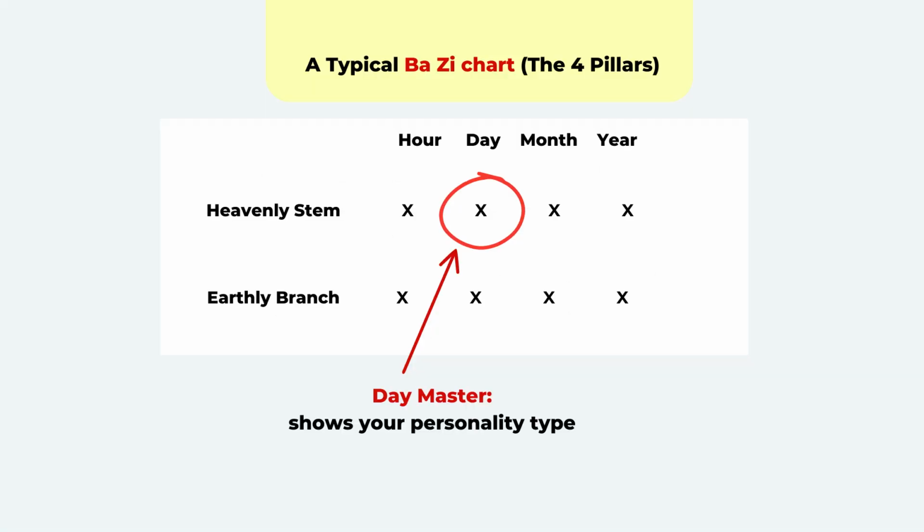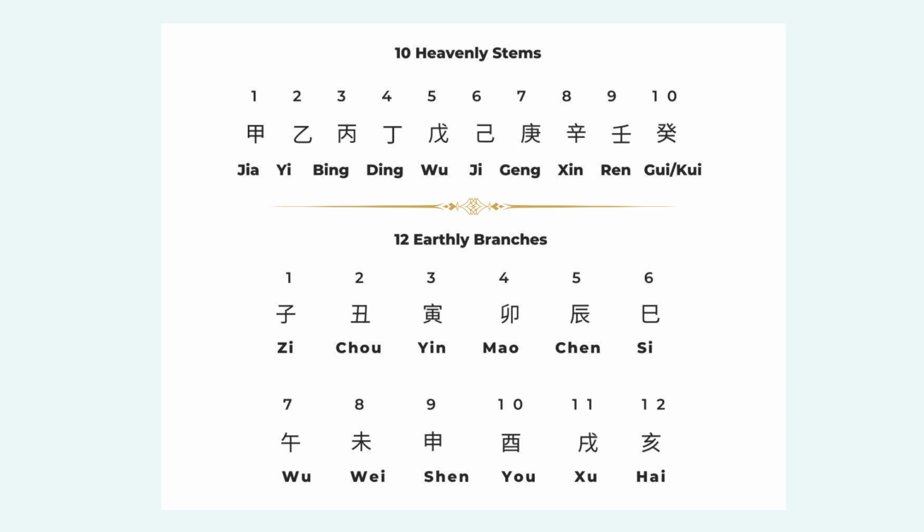To know the basic personality, we just need to know the heavenly stem in the day column. That's the first character under the day column, and we call that the day master. That represents you. Since it's one of the heavenly stems, you will be one of these 10 characters.